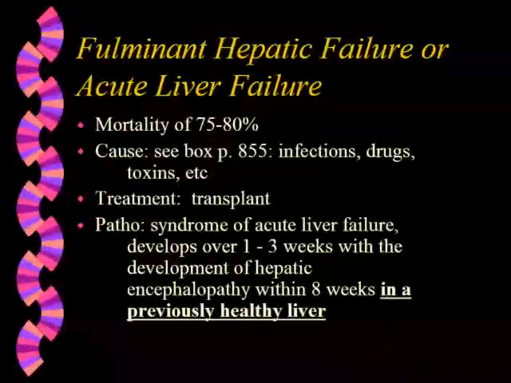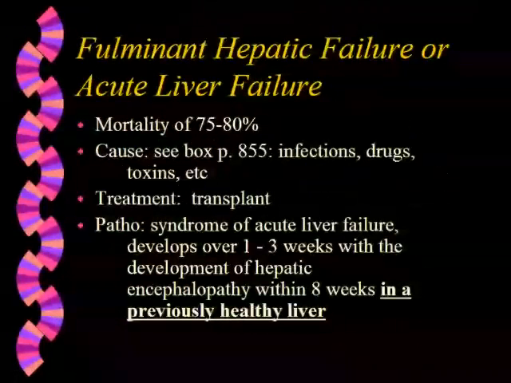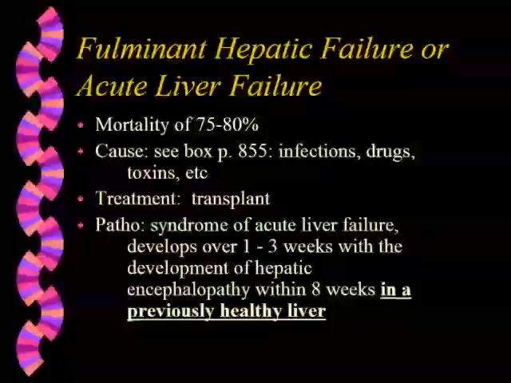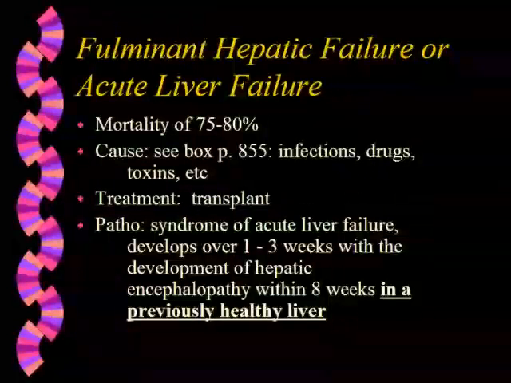Fulminant hepatic failure or acute liver failure. Mortality of 75 to 80%. Causes are in a box on page 855, but they include things like infections, drugs, and toxins. The treatment is a transplant.